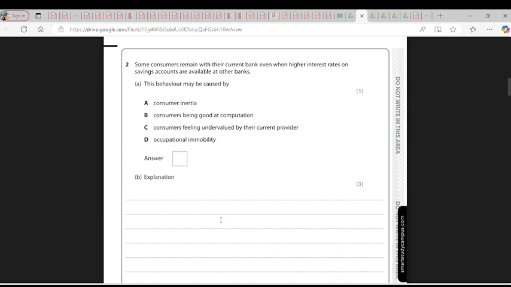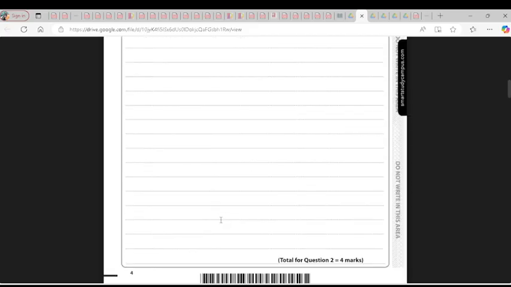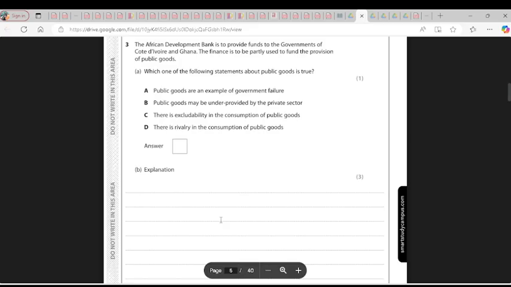So the explanation is, consumer inertia is a result of consumers being lazy to switch from one product to another or one service to another. This makes them not maximize their utility. And utility is the amount of satisfaction that can be derived from the consumption of any commodity. That's the explanation for question 2. We go to question 3. Are you with me? Yes, sir.